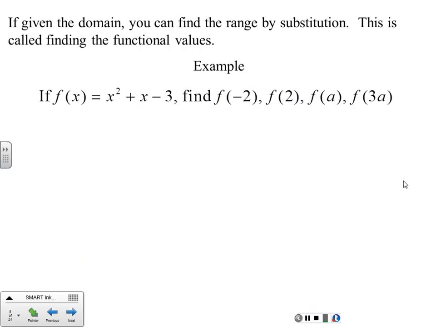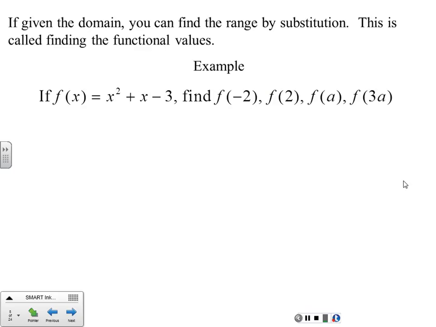All right. So, how are we going to use this domain and range? How are we going to use what we just learned and actually apply it? Well, if given the domain, what are you given? The x. If given the domain, you can find the range. What are you going to be finding? The y, and it's an ordered pair. For every x value, you have a corresponding y value if you have a function. If you don't have a function, then the y is going to be undefined. That's the whole point. Connect those dots. If given the domain, you can find the range by substitution. This is called finding the functional values.